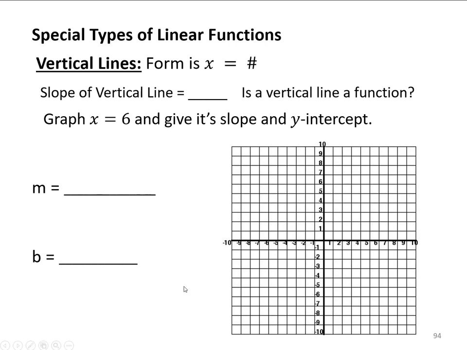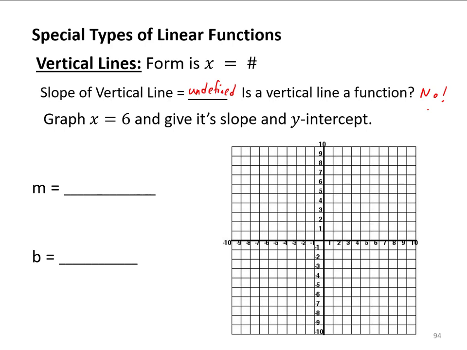The next special type of linear function is a vertical line. That's of the form x equals a number. Now, as you just said, this would be a vertical line. The slope of a vertical line is undefined. Now, the question is, is this a function? A vertical line would not be a function because the vertical line test would fail on that line.